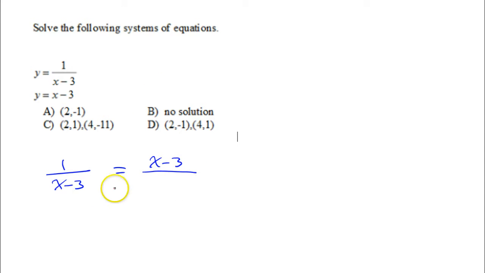Because the first thing I do to solve rational equations is make the denominators the same. So I can make this denominator be x minus 3 to match this one, as long as I also multiply the numerator by x minus 3. Keep in mind the excluded value: x cannot equal 3. I get that by setting this equal to 0. So keep that in mind.